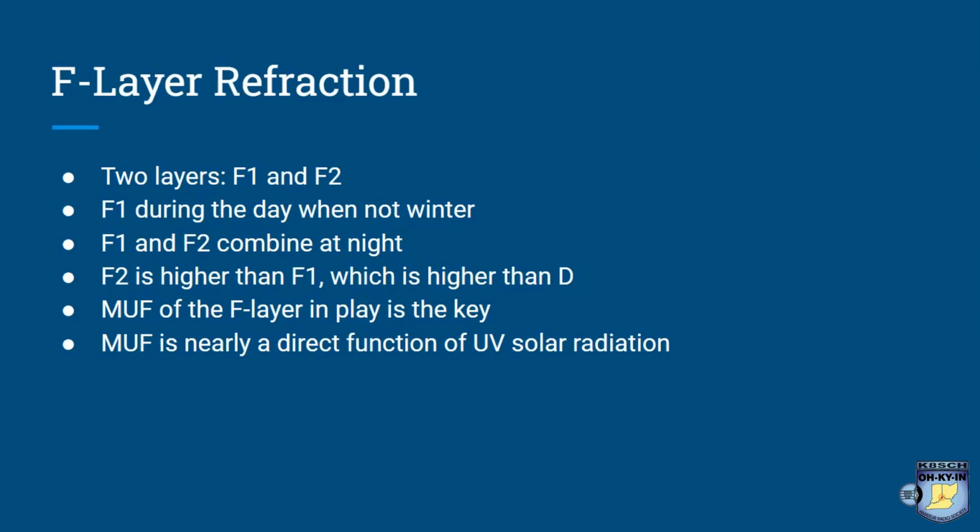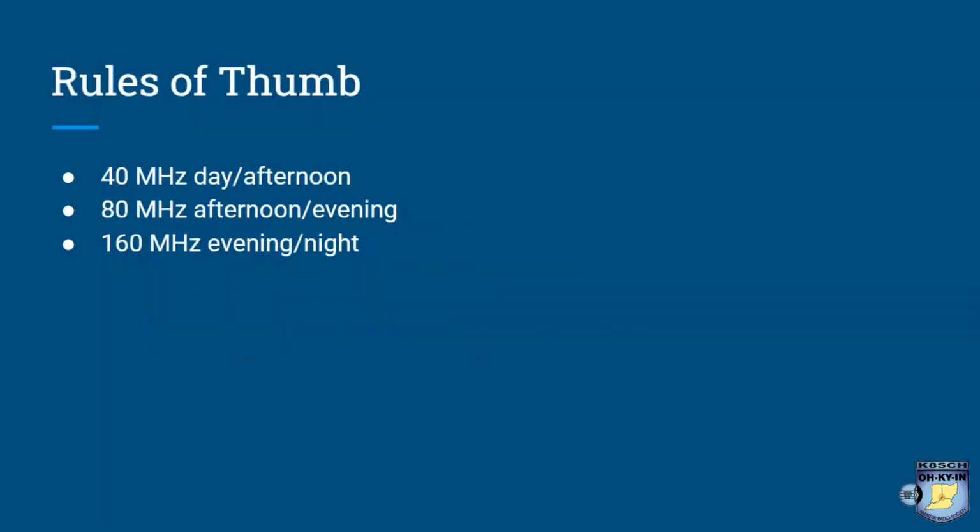So again, we're going to be looking for that MUF of the F layer in play. If you're doing it at night, you're really thinking about your F2 layer. If it's during the day, you're really thinking about your F1 layer. So rules of thumb, you get 40 megahertz during the day or the afternoon, 80 megahertz afternoon, evening, and if you can do it, 160 megahertz evening, night. 160 megahertz does not go through the D layer at all. So don't even try when the D layer is up there. 40 meters is usually pretty good, but 80 meters is better at night.